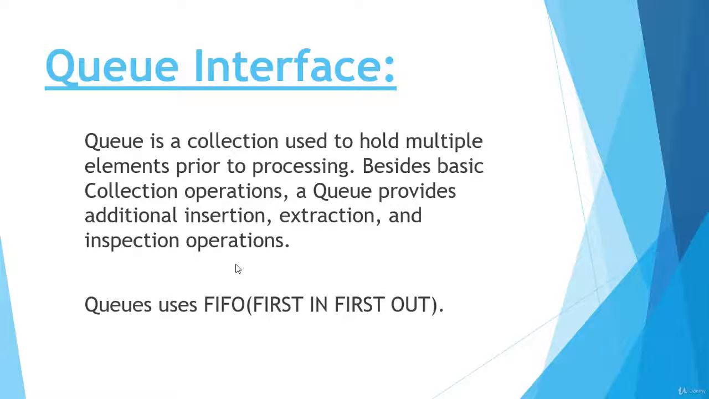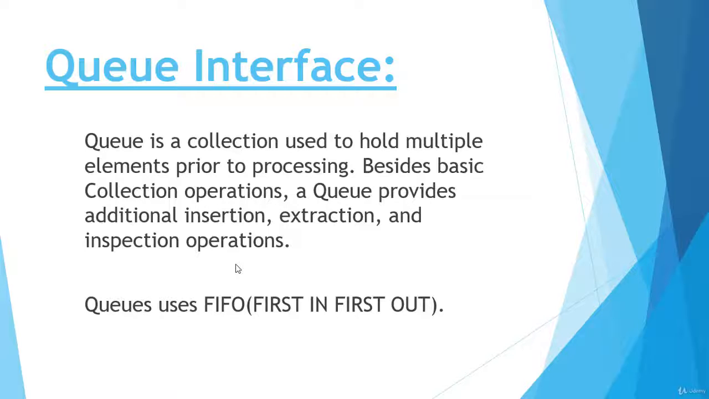In our daily life, we can see a queue of people outside, say, a cinema. People are purchasing tickets. The person who comes first will get a ticket first. So they are using the rule first in, first out. The queue implements that strategy: the element that is added first in the queue is also deleted first from the queue. So queue is also an interface in the collection framework which provides all the collection operations but also provides the additional insertion, extraction and inspection operations, and these are methods that we'll discuss in our next slides.